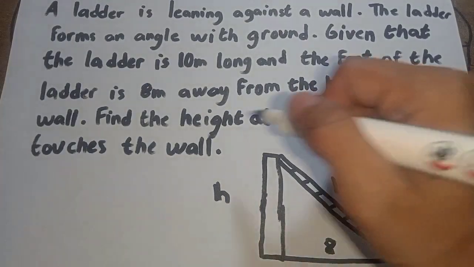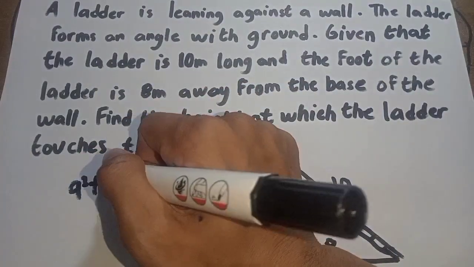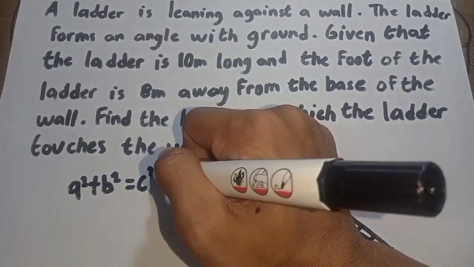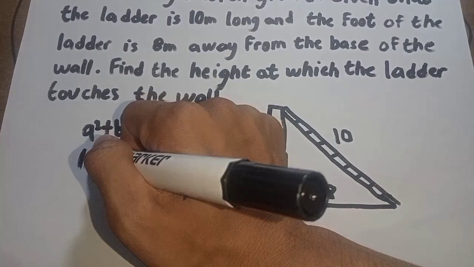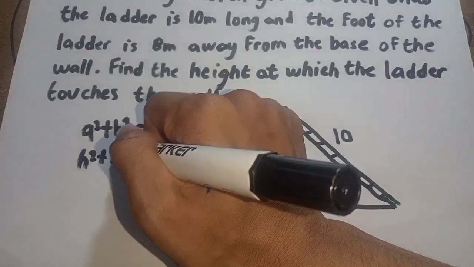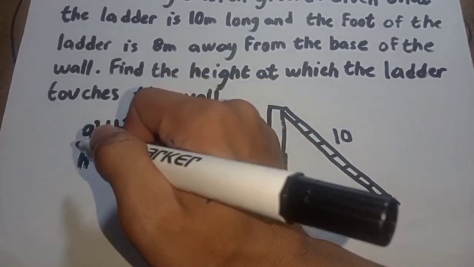The Pythagorean theorem states that the square of the hypotenuse is equal to the sum of the squares of the other two sides. Let h be the height at which the ladder touches the wall. Let 8 be the base, and let 10 be the hypotenuse. We are going to simplify.